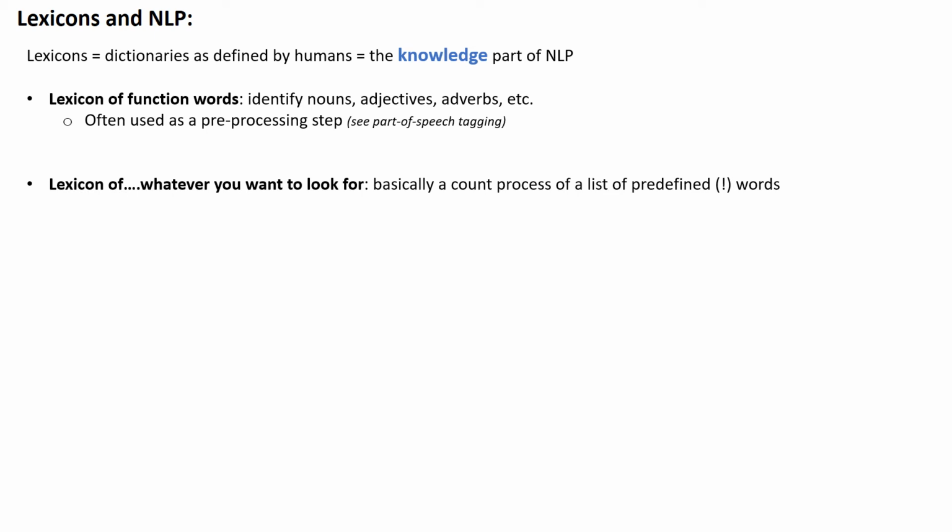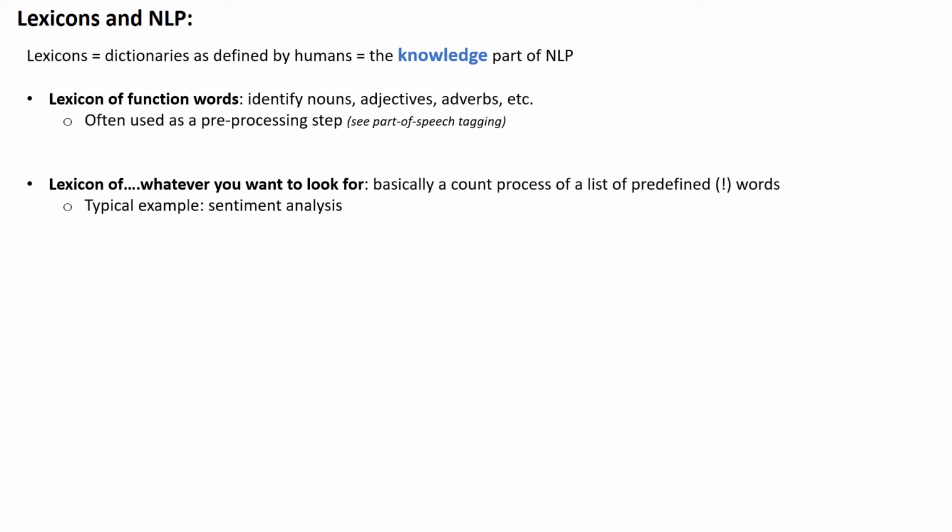The second application for lexicons is simply to count a list of predefined words in a piece of text. And this can be whatever you want to look for. So for example, the researchers that counted the presence of moral emotional words in tweets, which I just discussed earlier, is a typical example of a lexicon application.